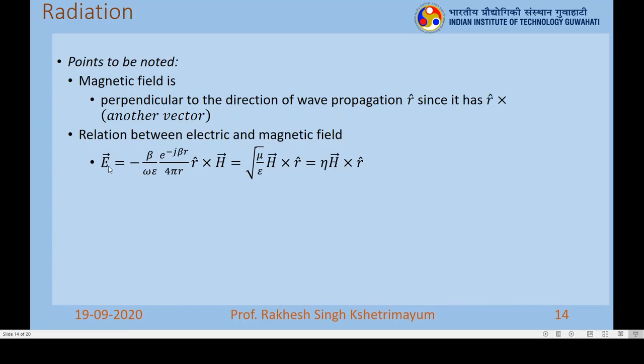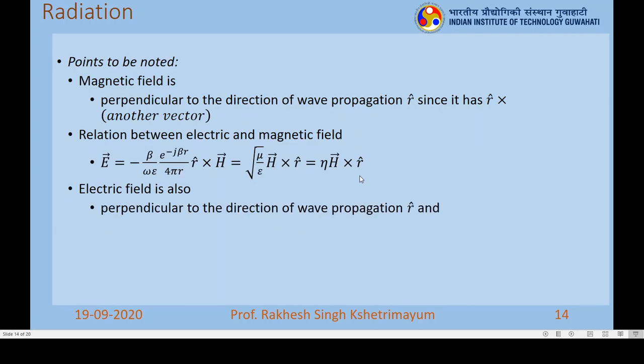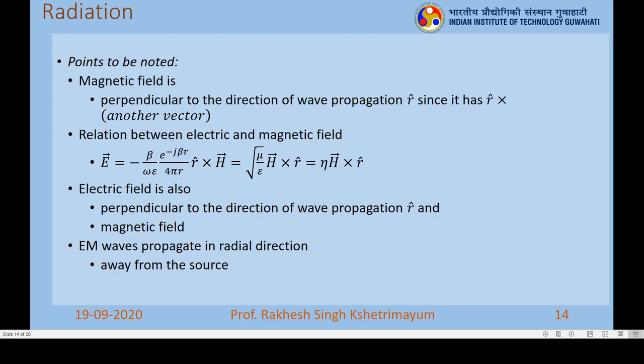So from this relation, what you can observe is that electric field is a larger quantity, magnetic field is a very small quantity. And one more thing is that electric field is perpendicular to the magnetic field because this is the cross product of magnetic field with radial direction, and it's also perpendicular to the direction of wave propagation, which is along the radial direction. One more thing you can observe from this expression is exponential minus j beta r. This is a wave propagating along the positive radial direction away from the source.